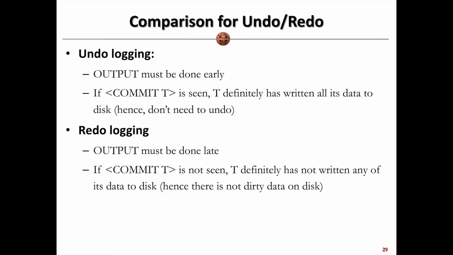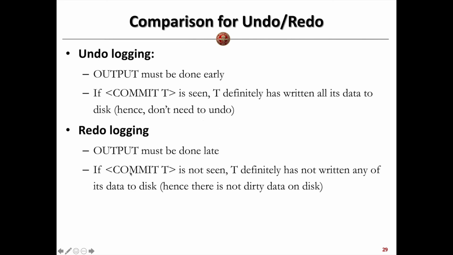Okay, you can do a comparison between this undo and redo. We have very similar log records. We also have some differences for some entries like T, X, V, as well as the undo logging rules and the crash recovery behaviors. So for the undo logging, the output must be done early. We have this rule: if commit T is seen, then this T definitely has written all its data to the disk already, and we don't need to do the undo for it.